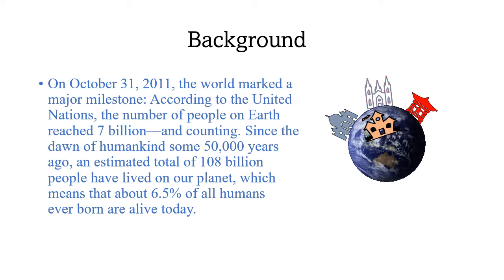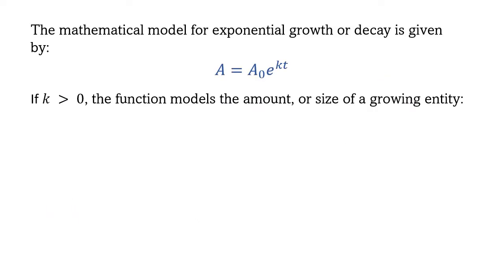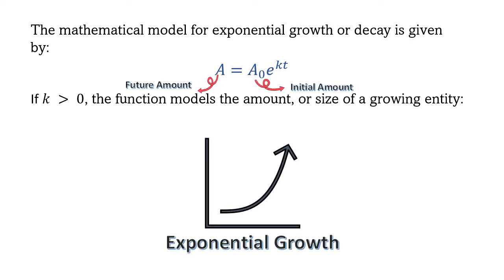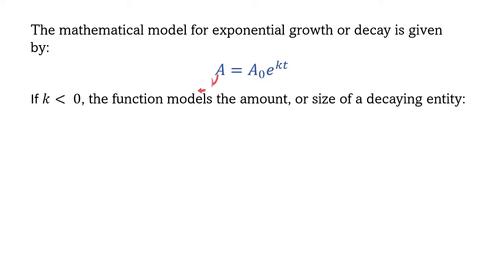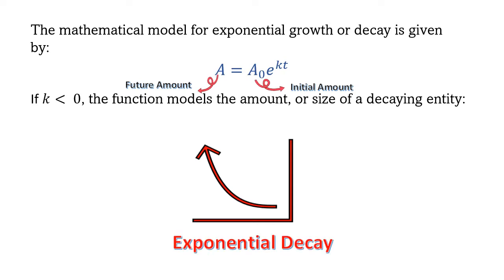So how did we know all this information? A model for exponential growth or decay. As such, A is the future amount, A initial is the initial amount, and k is the constant of change. So if k is positive, we have exponential growth, while negative, we have exponential decay.